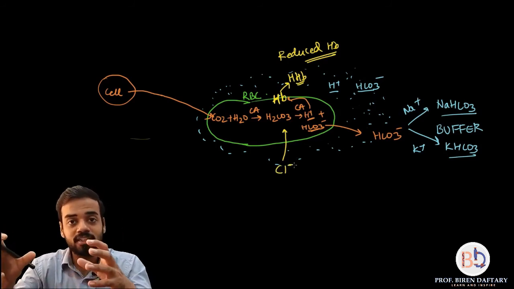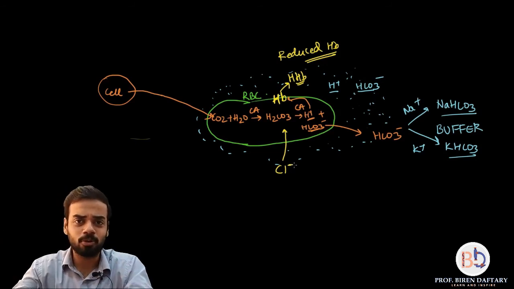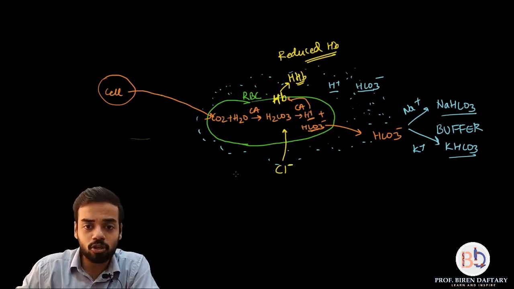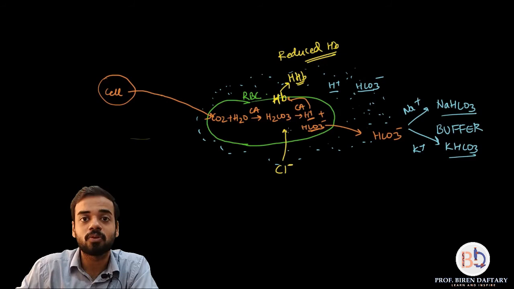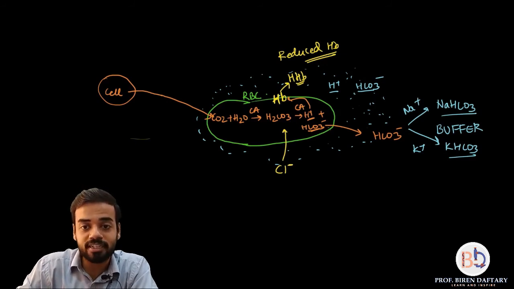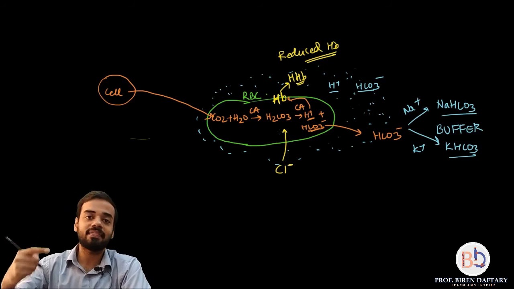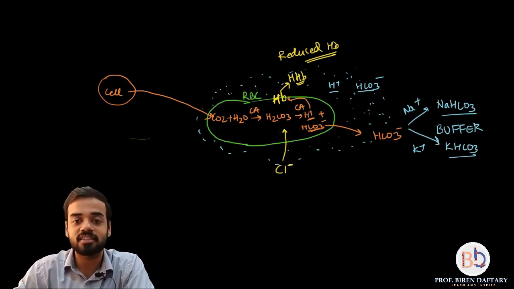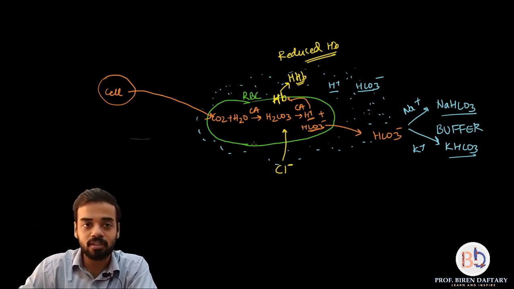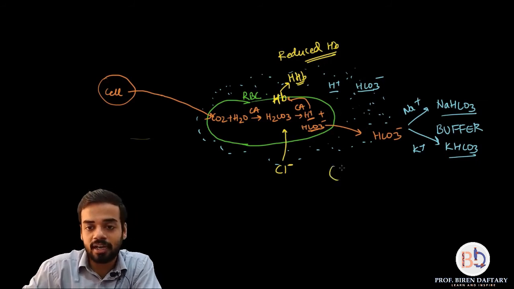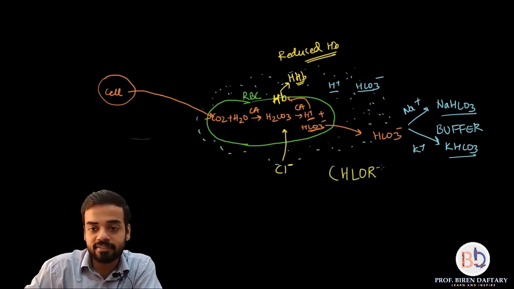So the plasma is made up of many ions: sodium, potassium, calcium, chloride. So the chloride ions which are present in the plasma surrounding the RBC, they enter the RBC to make up for the lost negative charge which has gone out in the form of bicarbonate. So chloride ions from the plasma begin to enter the RBC and they replace the lost negative charge, and this entire phenomenon is called chloride shift.